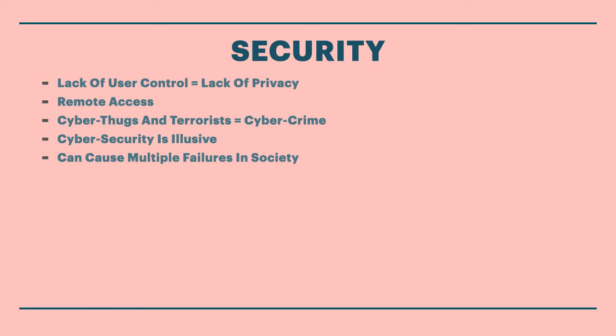However, history suggests that cybersecurity is elusive. This means that although it may be possible to reduce the rates of cybercrime, it is nearly impossible to stop it altogether. Archer argues that it is of a national and global priority to stop the cybercrime and terrorism as it can cause multiple failures in society.